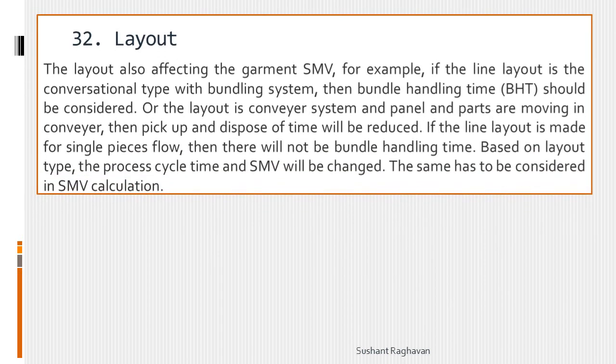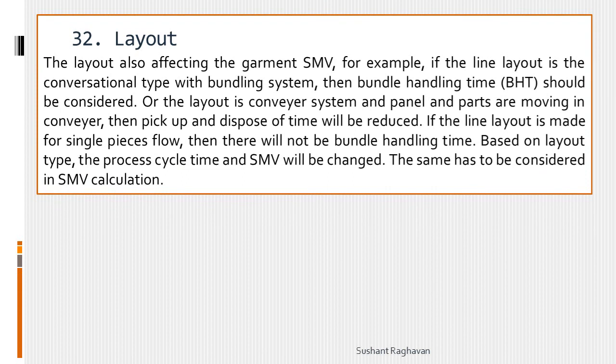Layout. The layout also affects the garment SMV. For example, if the line layout is the conventional type with bundling system, then bundle handling time should be considered. Or if the layout is a conveyor system and panels and parts are moving on the conveyor, then pickup and dispose time will be reduced. If the line layout is made for single piece flow, then there will not be bundle handling time. Based on layout type, the process cycle time and SMV will change. The same has to be considered in SMV calculation.